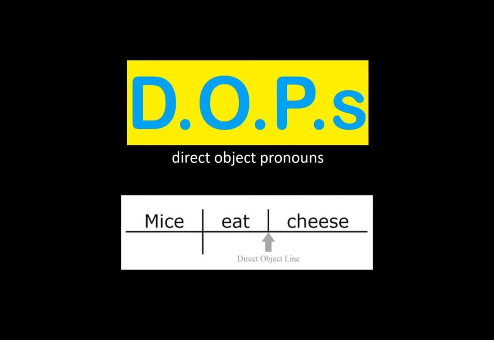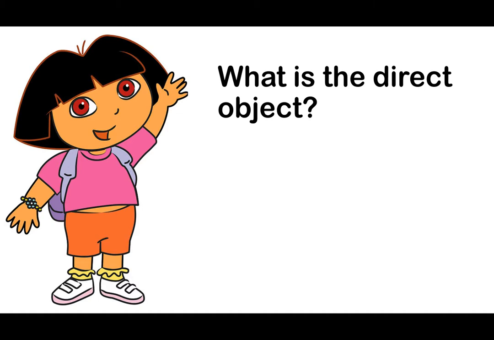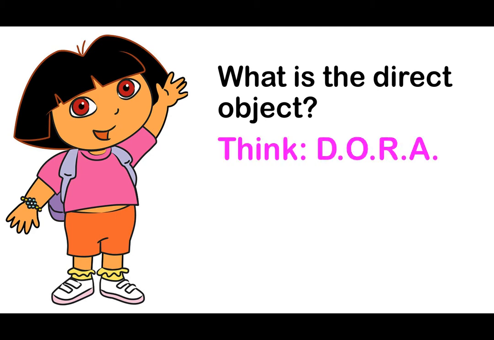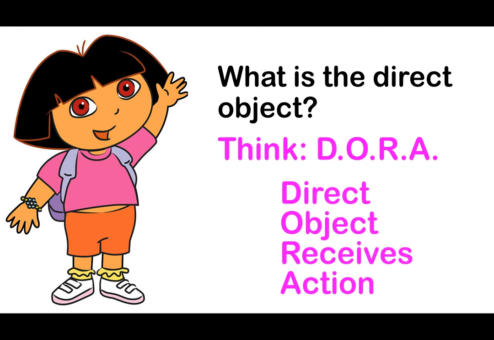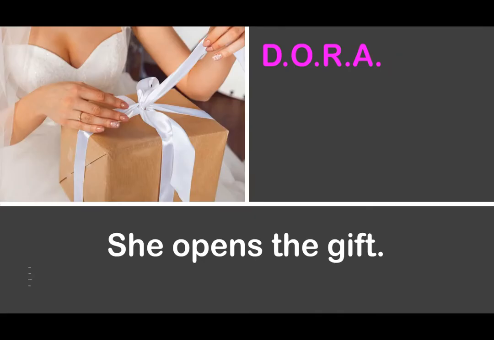Let's talk a little bit more about that. So what is the direct object? Well, if you notice, I've put a picture of Dora there. I like to remember, think Dora. The direct object receives the action. That will help me find it in the sentence.